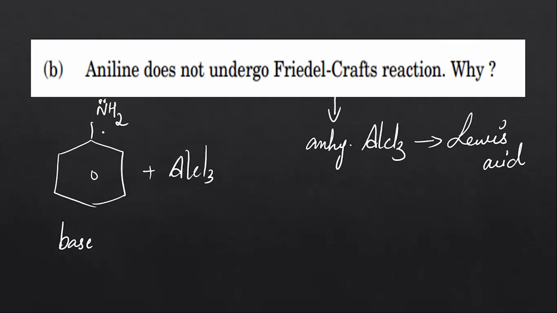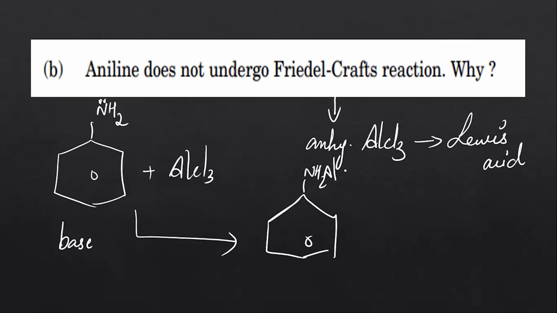What happens is that when aniline reacts with aluminum chloride, they form a salt, NH2 AlCl3. That is why aniline does not undergo Friedel-Crafts reaction. Hope you get it, right?